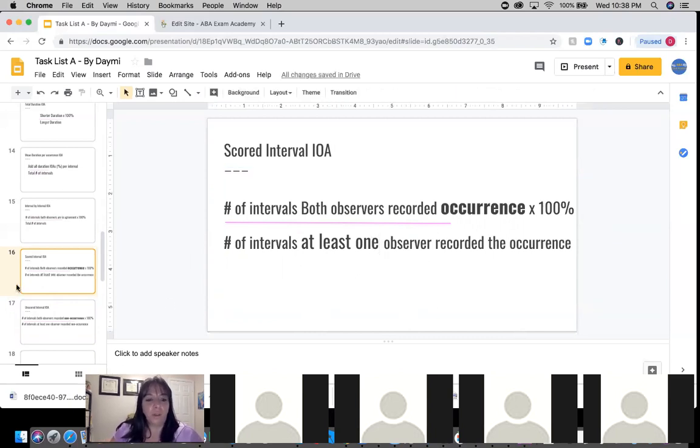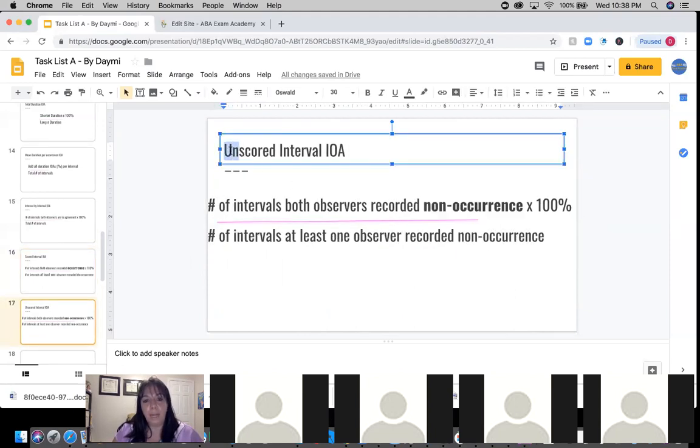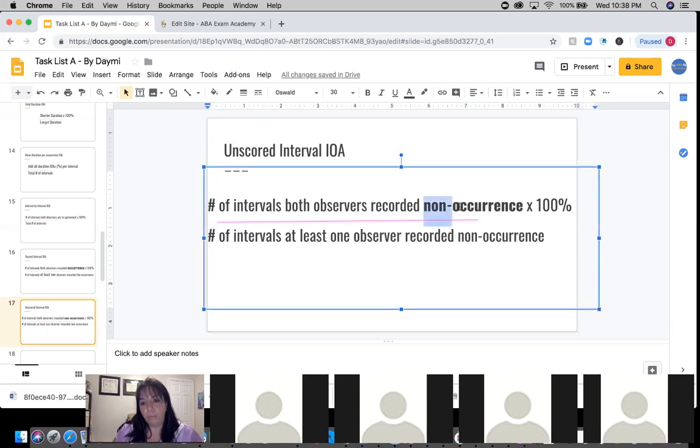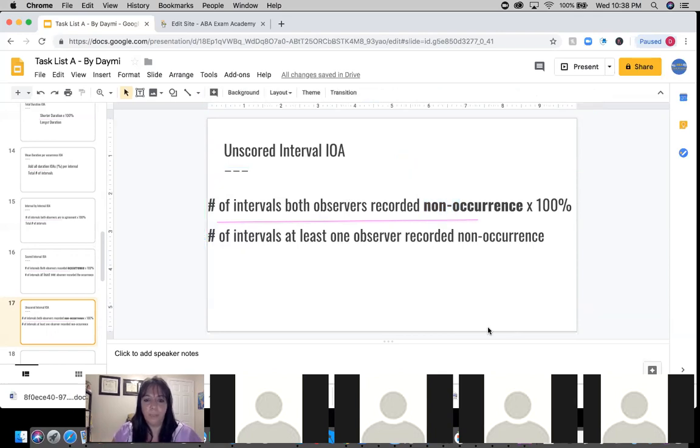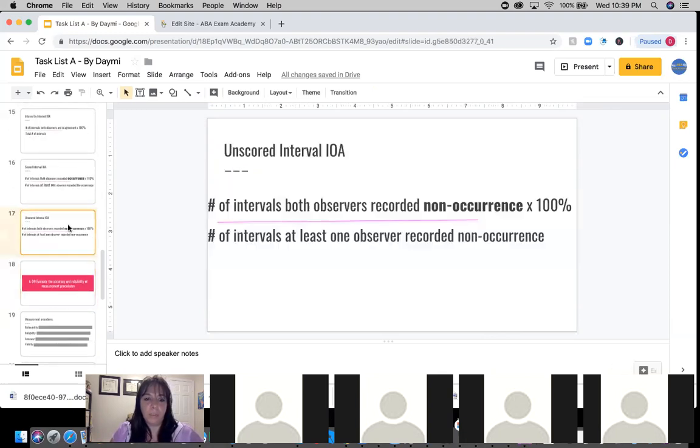Okay, so both of them are at least one, and then we just have to focus on which one is occurrence, which is scored. The way I usually think about it is, since this one says un, I automatically relate un with non. That's how I think about it. And if it's scored, obviously it doesn't have the word un, so that's how I know which one goes with what. All right, are we good on this? Can we move on? Yes. Does anybody have any questions before I go into the next one?